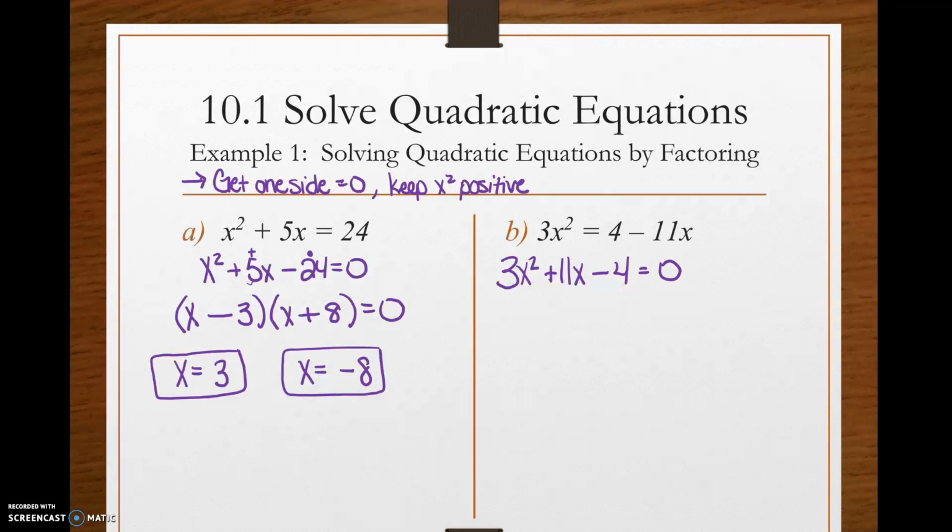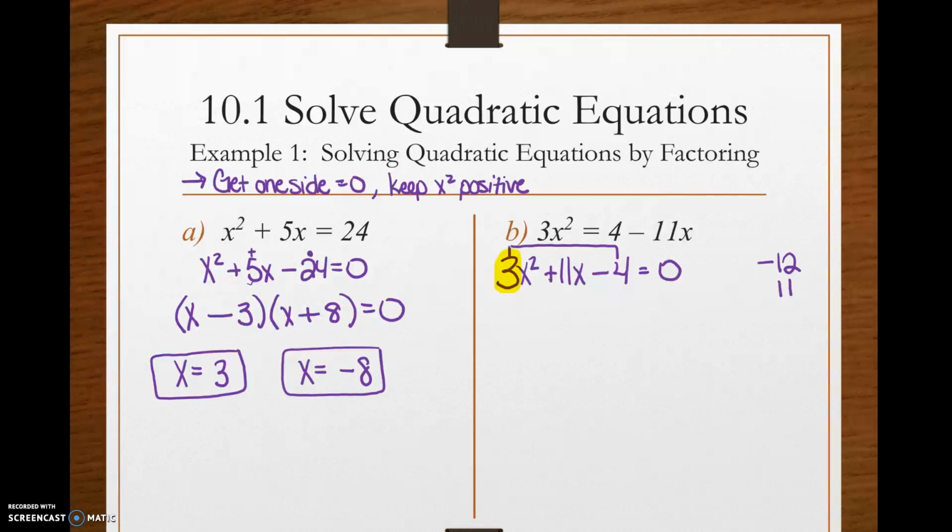Do you see anything about example B that is different from example A? The 3. When you have a number multiplied in front of your x squared, you have to multiply that number with the last number. Multiply your A and your C. 3 times negative 4 is negative 12. So we are looking for two numbers that multiply to give us negative 12 and add up to 11.